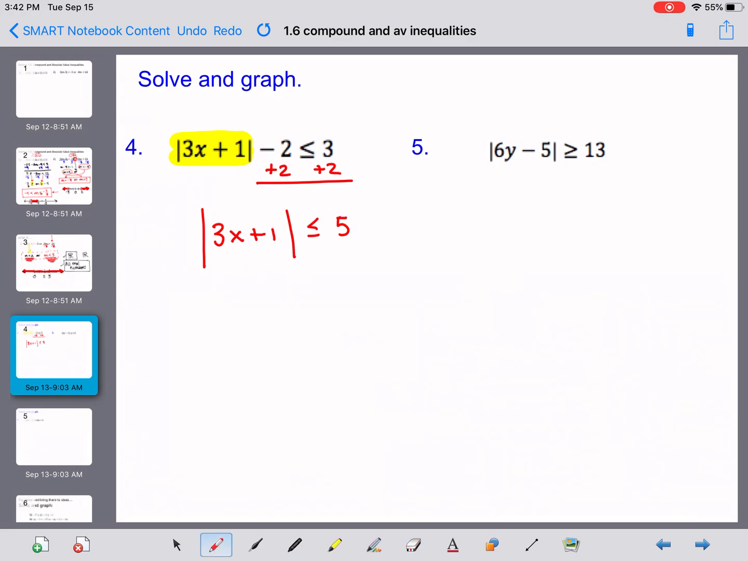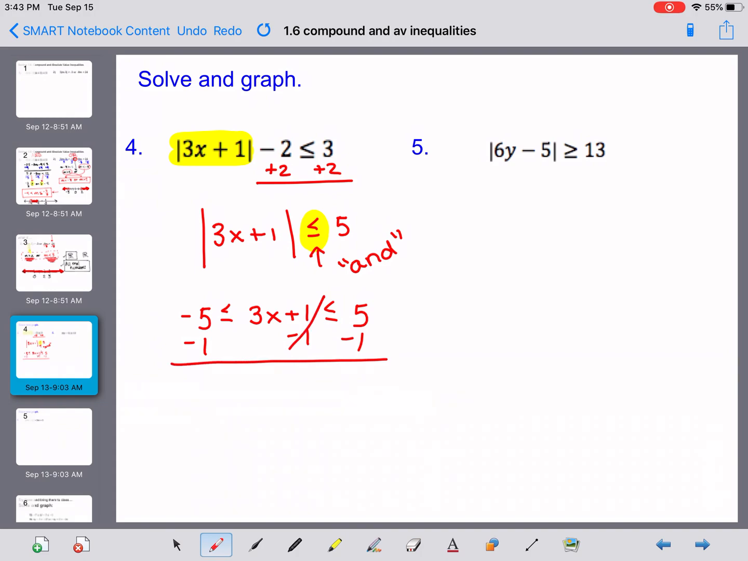We're going to turn this into an and problem. And the reason we're turning it into an and problem is because it's a less than or equal to sign. So anytime you see a less than or equal to sign or a less than sign, you're going to turn it into an and problem. So the way we're going to do that is we're going to put -5 on one side. We're going to put 5 on the other side. We're going to put the 3x plus 1 right in the middle. And then we're going to use this symbol in both locations. And that's your setup. Now from here, you're going to solve the inequality. So I'm not going to show all that work. You can pause and finish it out.